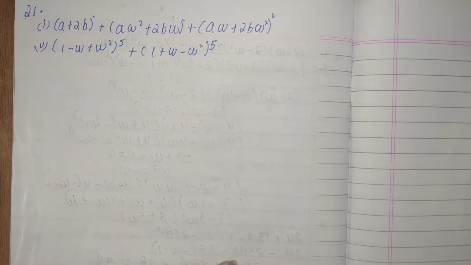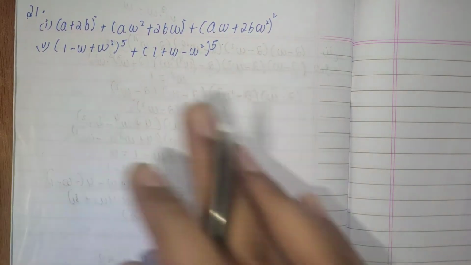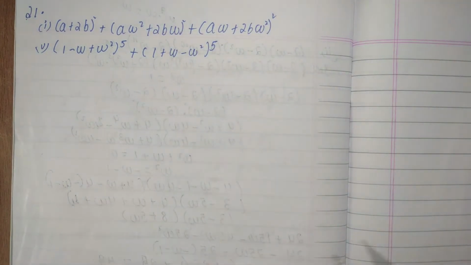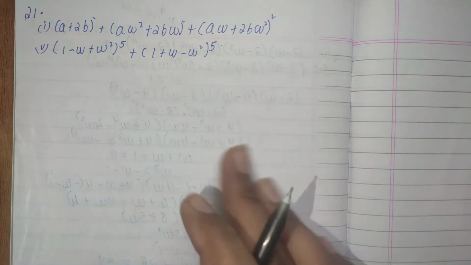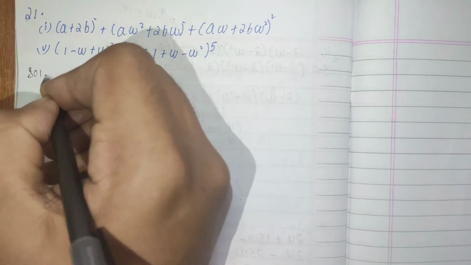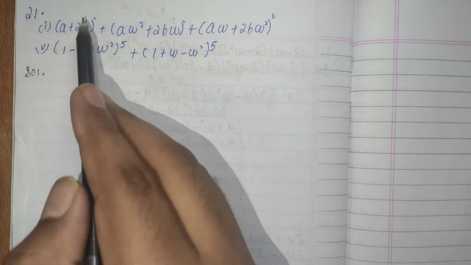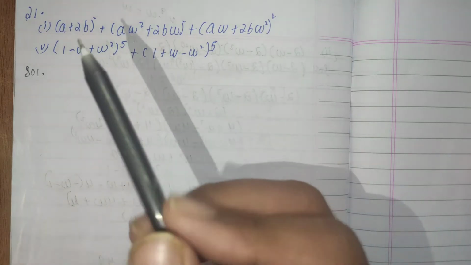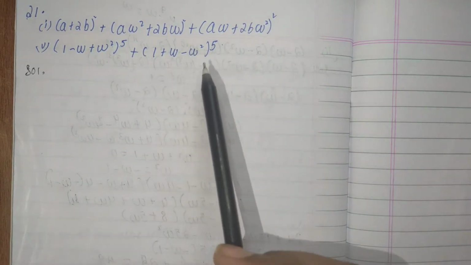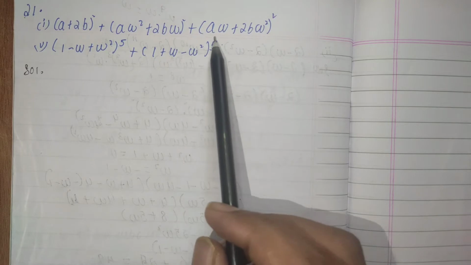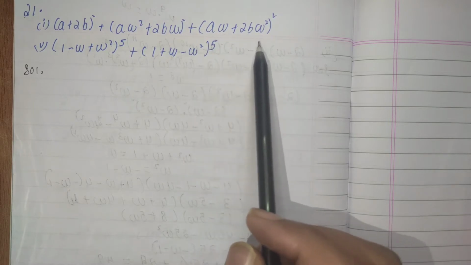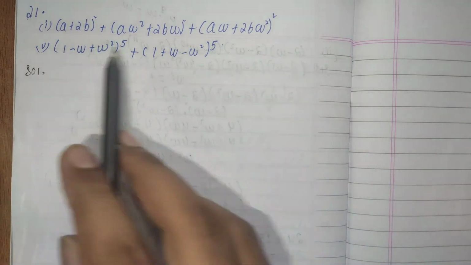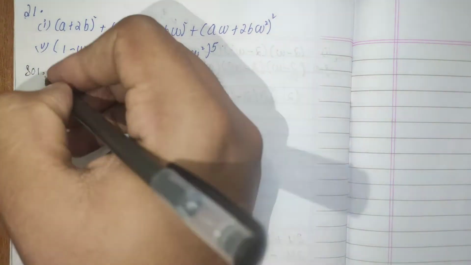So let's go to the next sum. The next sum contains 5 problems. I will be explaining 2 problems and the rest of the problems you can solve in the same manner. Solution. It is given as a plus 2b whole square plus a omega square plus 2b omega whole square plus a omega plus 2b omega square whole square. So just open the brackets using the a plus b whole square formula.